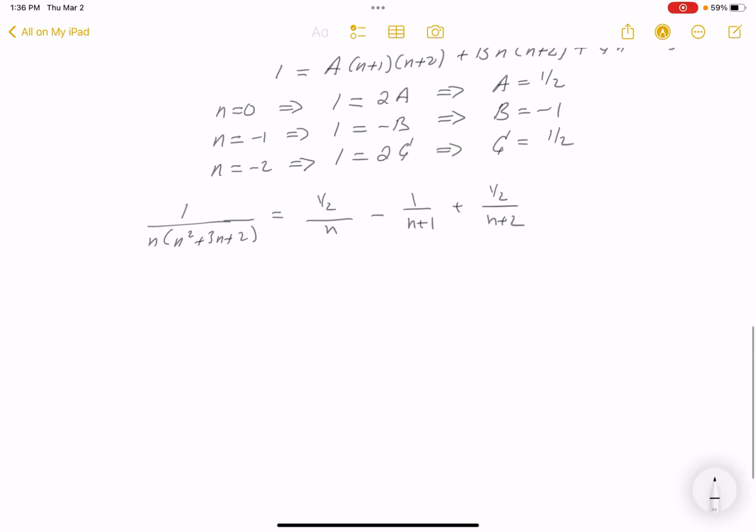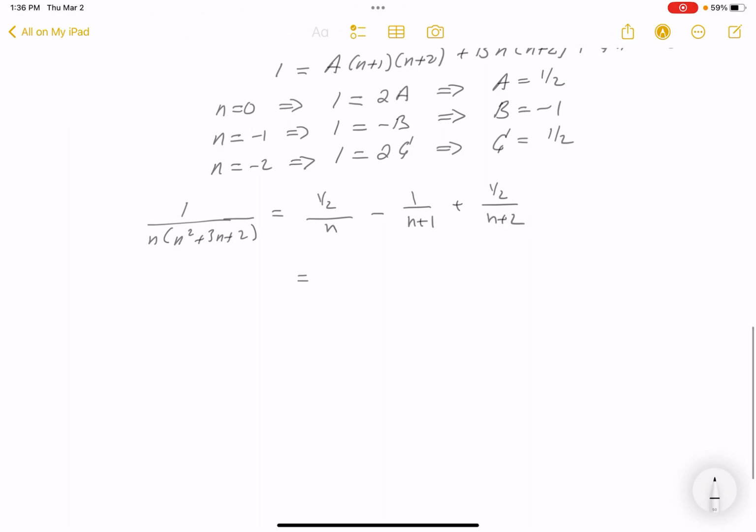I'm a little disturbed by the half, by the way. I'm going to pull it out. What do you get over here? 1/2 times the quantity: 1 over n, then minus 2 over n plus 1, then plus 1 over n plus 2.